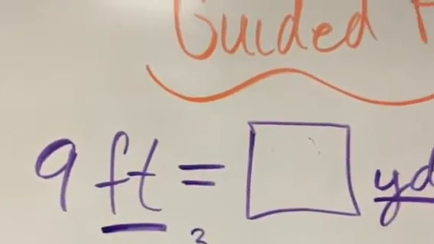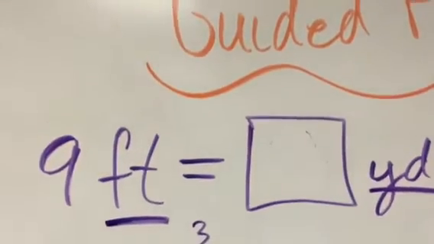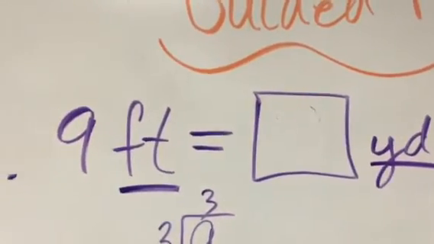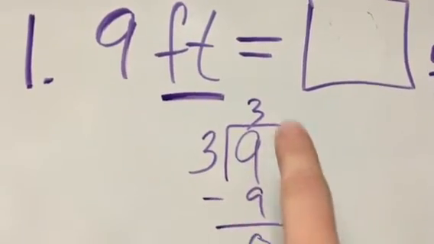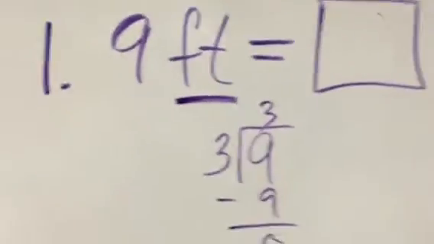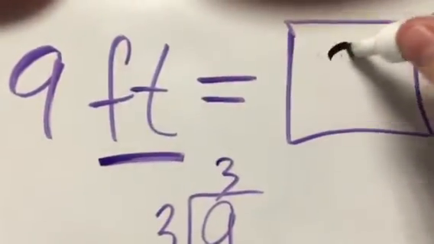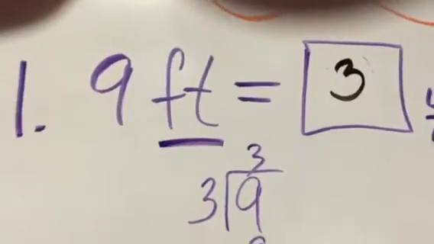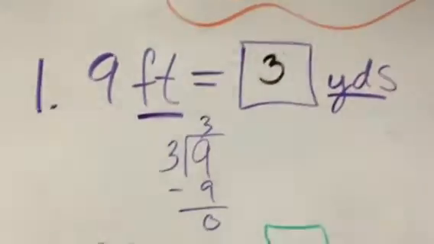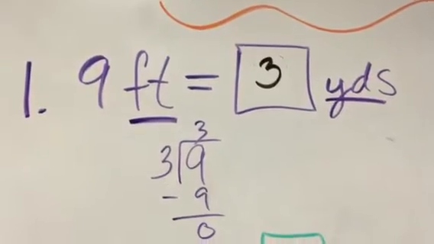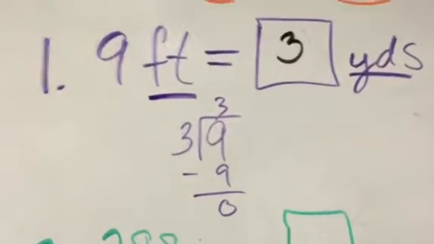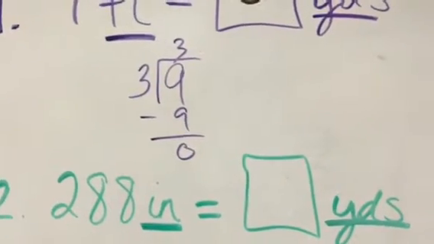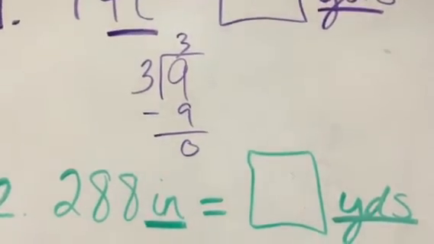So if I have 9 feet equals how many yards? I'm going from feet to yards, so I'm going from small to big. So I'm going to divide. 9 divided by 3 gives me an answer of 3. So in this box, I would write 3. And right here, this is what your work should look like. I should see what the question is, and I should also see how you figured out your answer to put it there. Number 2, 288 inches equals how many yards?